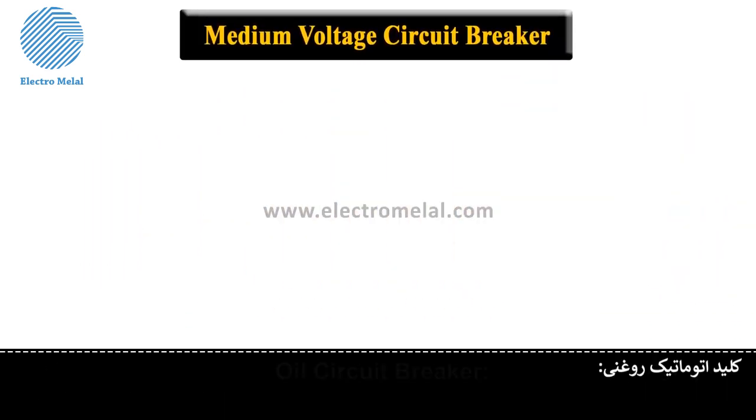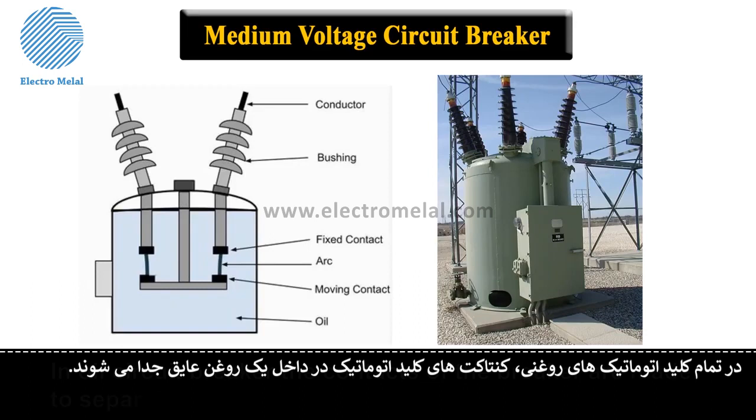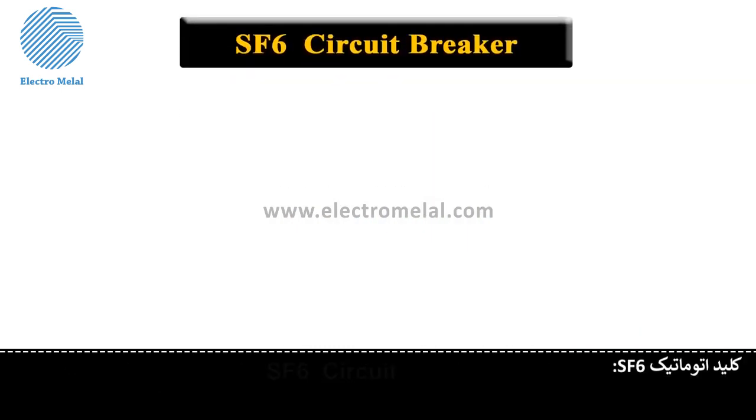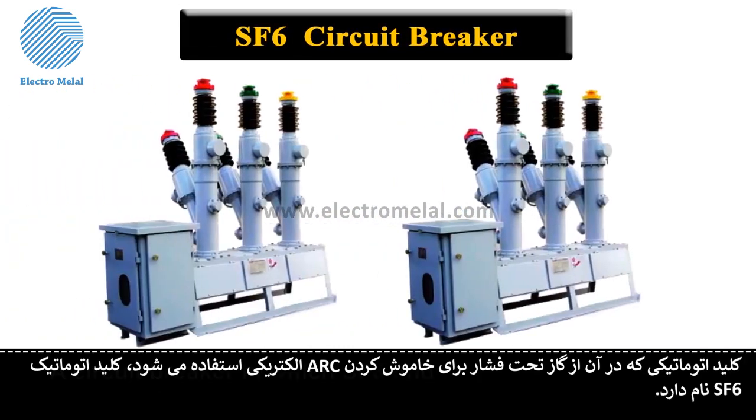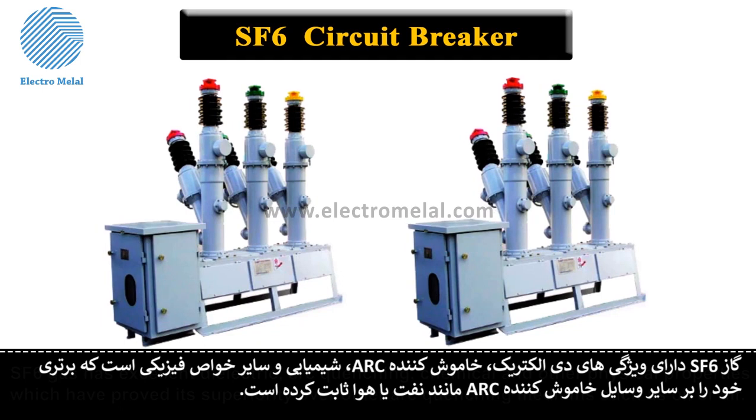Oil circuit breaker. Oil circuit breaker is such type of circuit breaker which uses oil as a dielectric or insulating medium for arc extinction. In an oil circuit breaker, the contacts of the breaker are made to separate within an insulating oil. SF6 circuit breaker. A circuit breaker in which SF6 gas under pressure is used to extinguish the arc is called SF6 circuit breaker. SF6 gas has excellent dielectric or quenching, chemical and other physical properties which have proved its superiority over other arc quenching mediums such as oil or air.